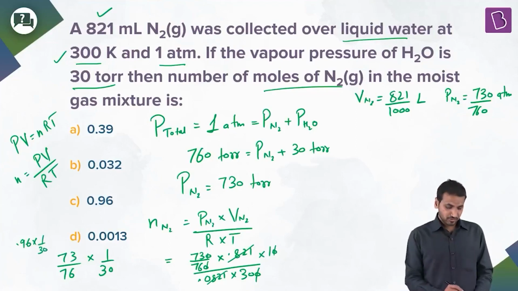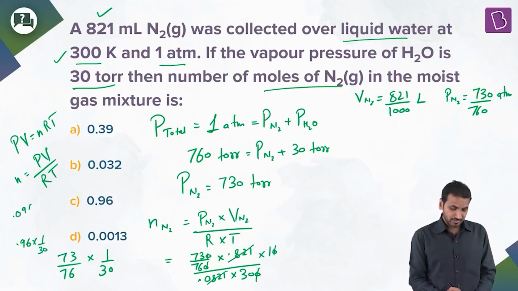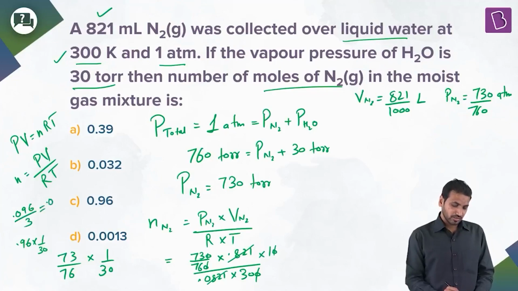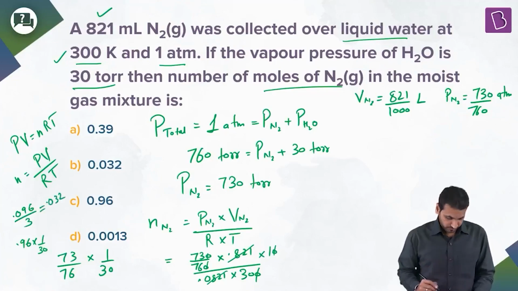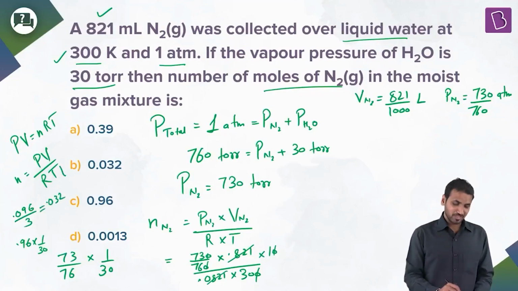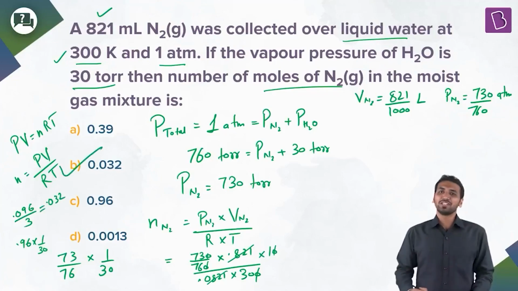0.096 by 3. So if you calculate 0.096 by 3, it will be 0.032. Right, 0.032. Okay, let's look for the option. See, option B is clearly there. 0.032 is exactly matching with what we have calculated. So option B is going to be the right answer to this question.